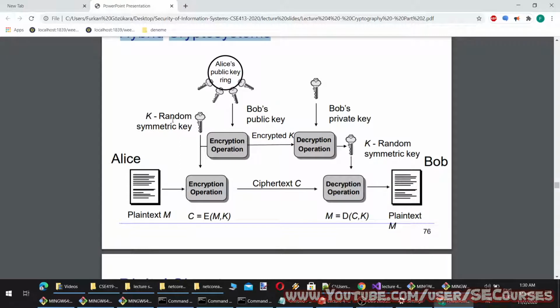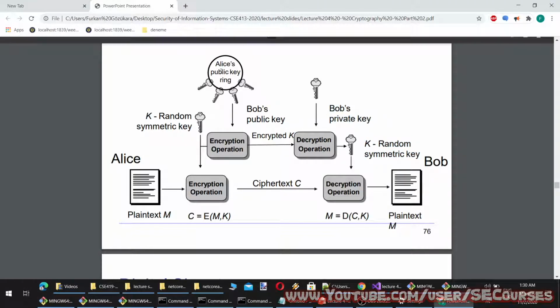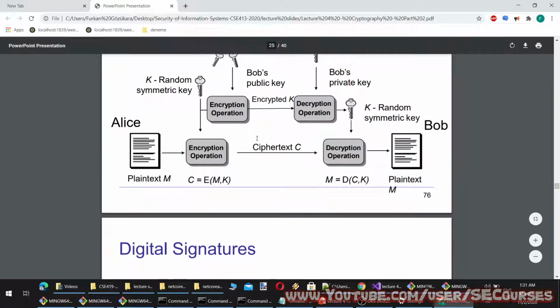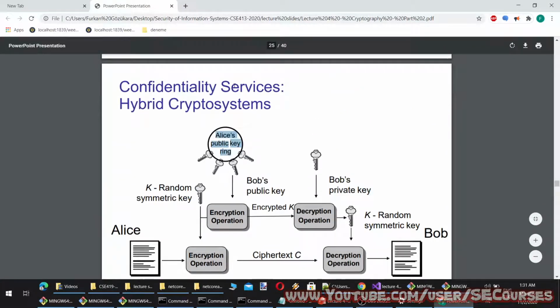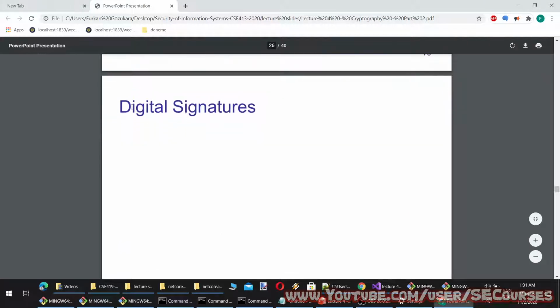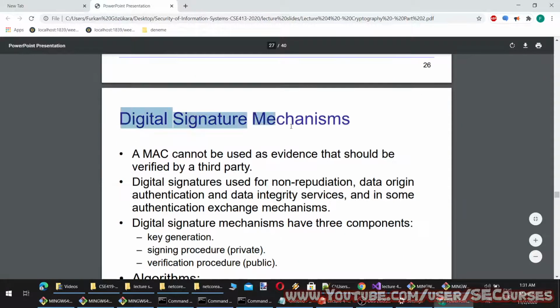Confidentiality services, hybrid cryptosystems. So Alice uses a random symmetric key to encrypt the text and sends the ciphertext to Bob, and Bob uses that random symmetric key to decrypt it, and the random symmetric key is protected using Bob's public key and Bob's private key, based on Alice's public key ring. I think this is what TLS uses, and there are digital signatures.